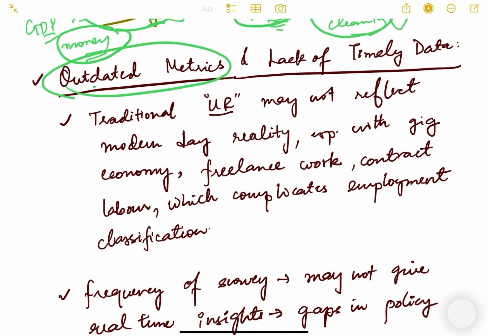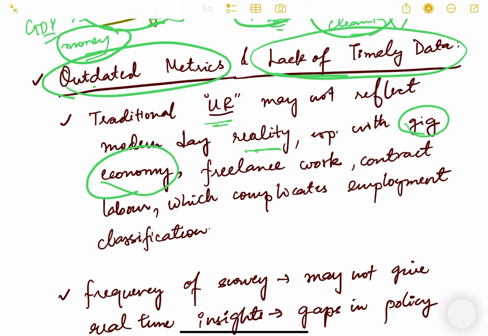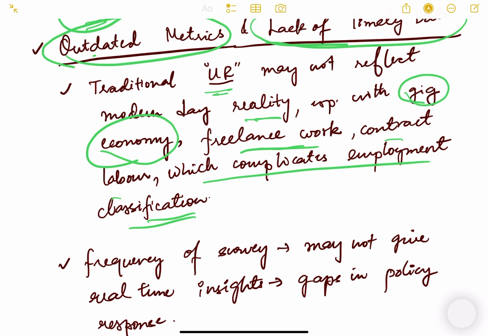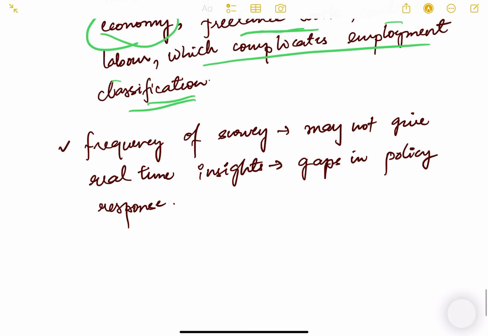Outdated metrics and lack of timely data. Traditional unemployment rate may not reflect modern day reality, especially with gig economy, meaning part-time jobs that you are doing, freelance work, contract labor, which complicates employment classification. So again, it is a very, very complicated matter, and it is very difficult to measure them. Frequency of survey may not give real-time insights, gaps in policy response.